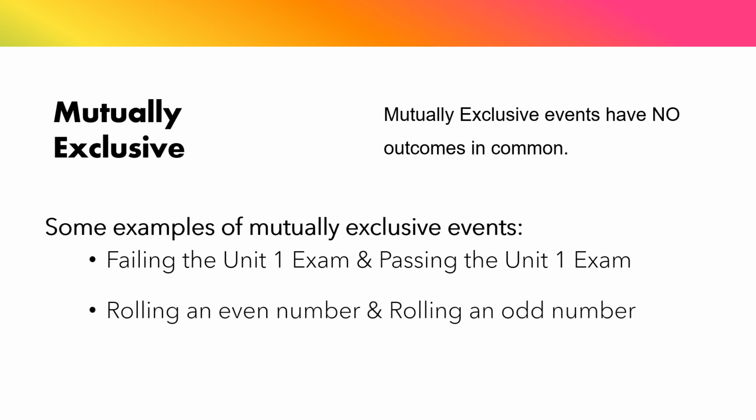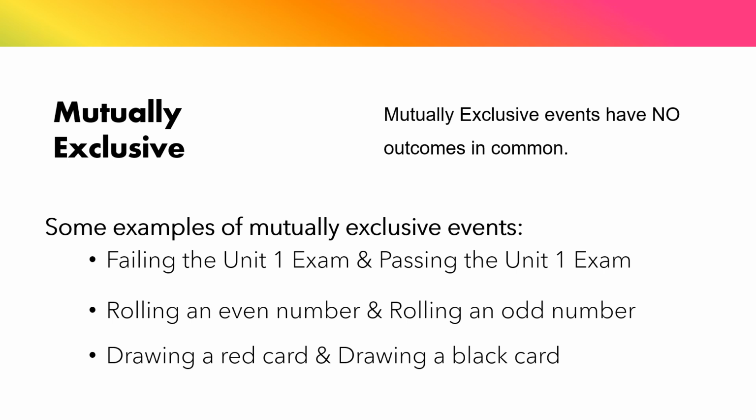Another example: rolling an even number and rolling an odd number. There are no numbers that are both even and odd, so they have no outcomes in common. And drawing a red card versus drawing a black card, those are mutually exclusive. There are no cards that are both red and black in a standard deck of playing cards.